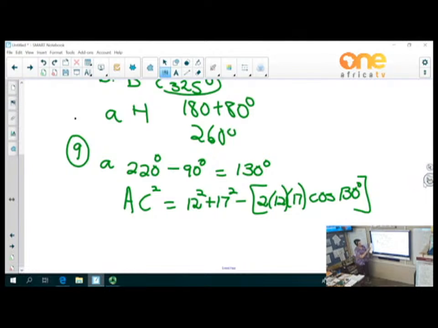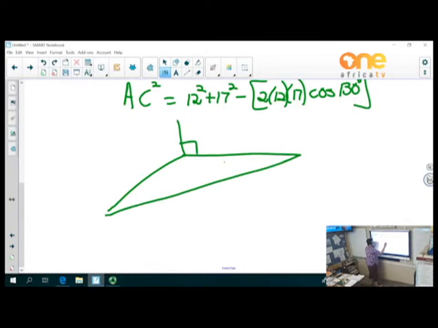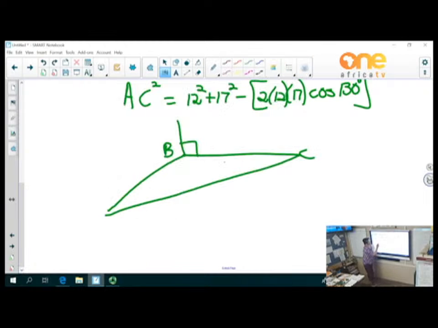I repeat again. Due east means 90 degrees. They say there at the beginning, C is due east of B. So that's why the angle at B is 90 degrees. No, you cannot, because it's not a right angle triangle. That's the point. It's not a right angle triangle. So this is the 90 degrees because C is due east of B.